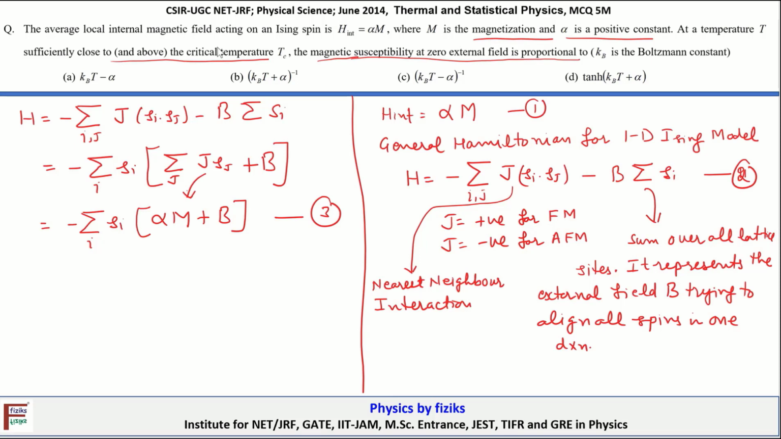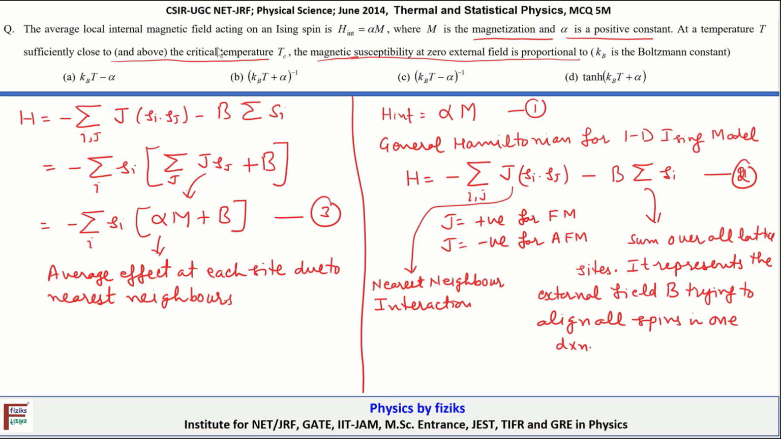Okay, this term represents the average effect at each site due to nearest neighbors. Okay, so now the interaction energy expression is known to us. Now we will try to write the partition function for this system.